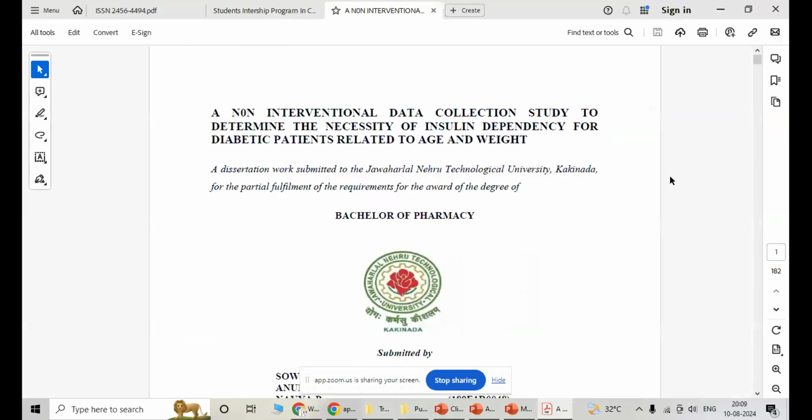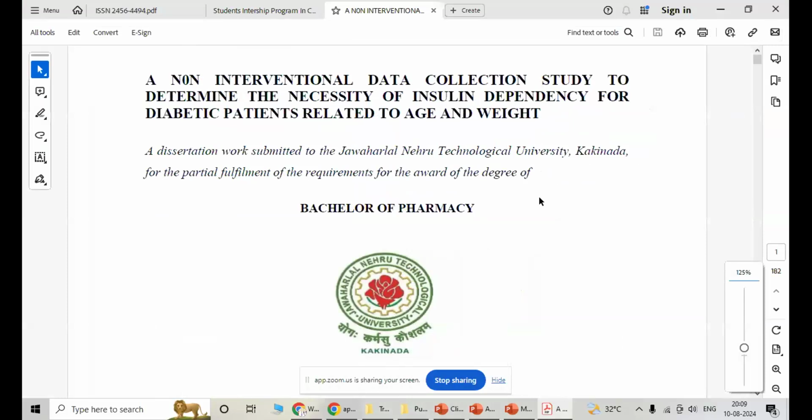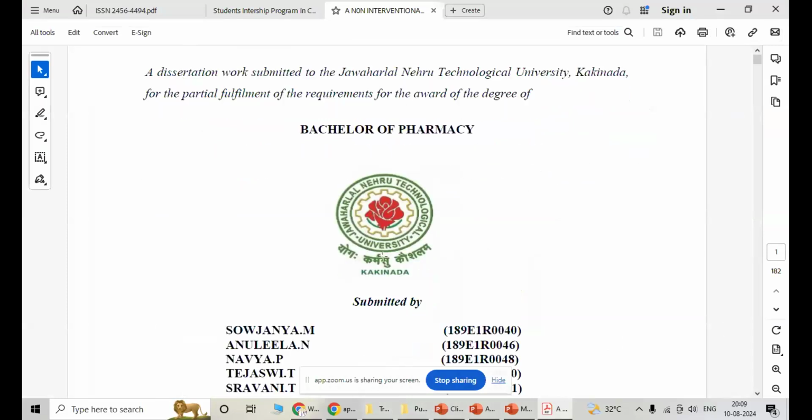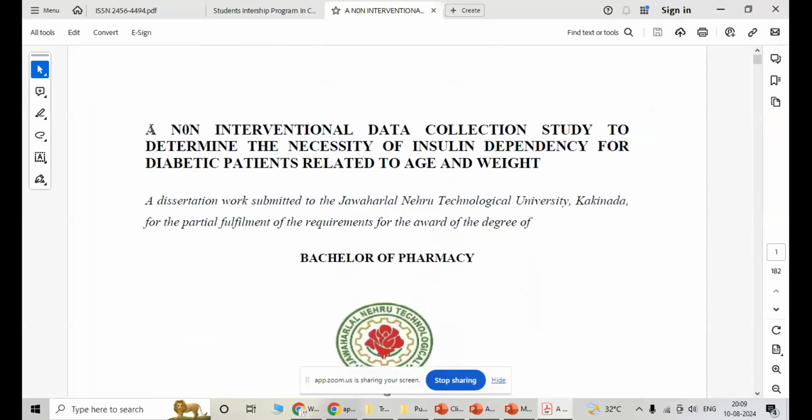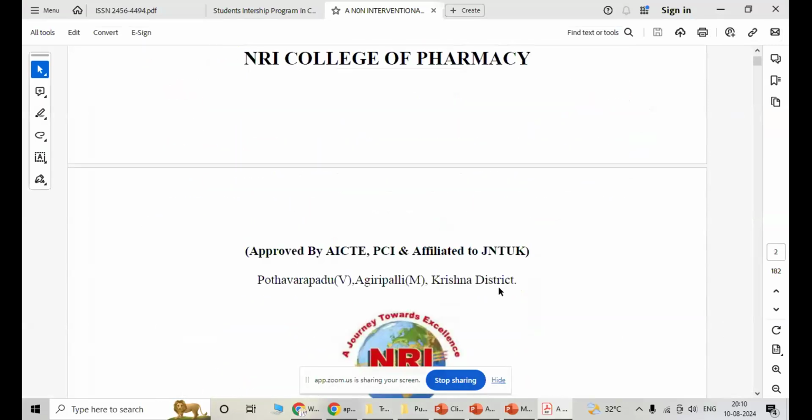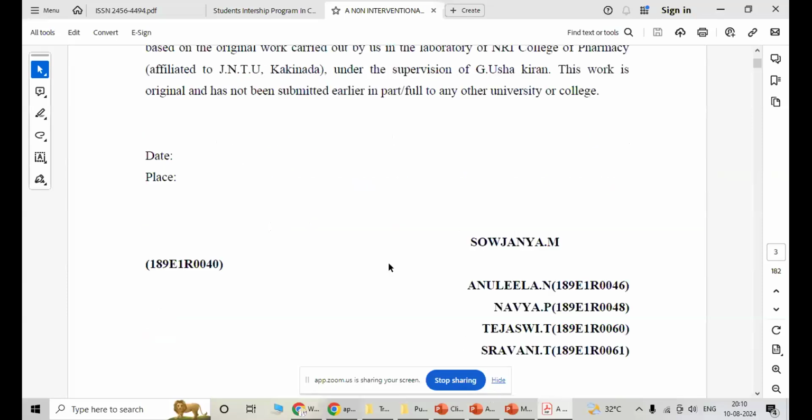So this is one of the students. Some of the students who have done the non-interventional study at M.Pharm NDR submitted it to the university. They got the appreciation also. A non-interventional data collection study to determine the necessity of insulin dependency for diabetic patients related to age and weight. We have given the guidance. They have prepared it.